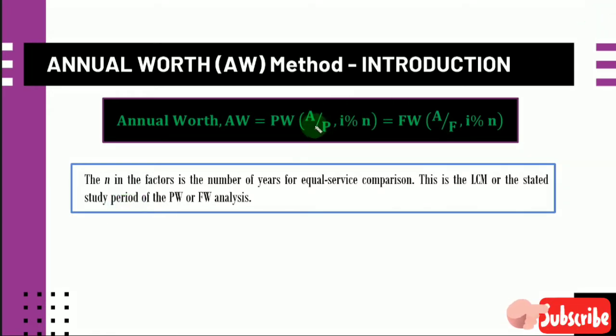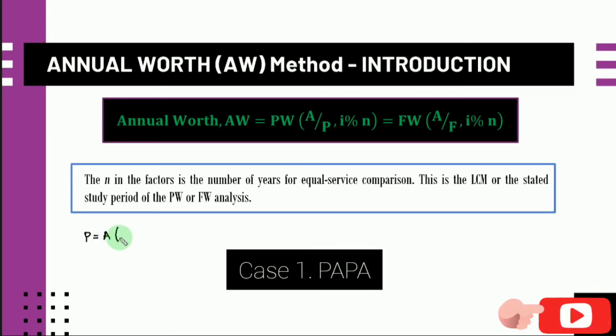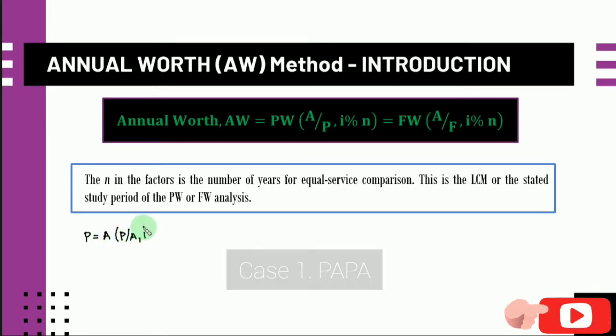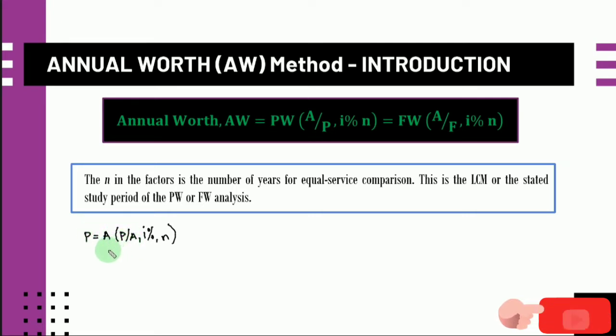This one is derived from our case number 1, in which we are using the PAPA, and our P is simply equal to A times P given A at I% and n years. That is why we call our case number 1 PAPA, because of the PA. This is equivalent to A times the quantity 1 plus I raised to the n minus 1, all over 1 plus I raised to the n times I.